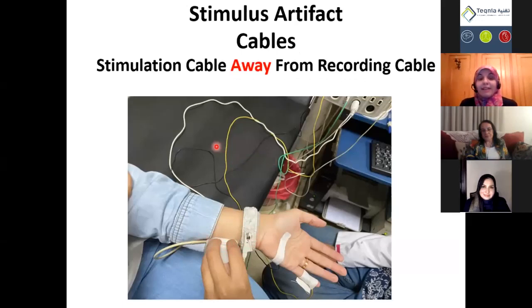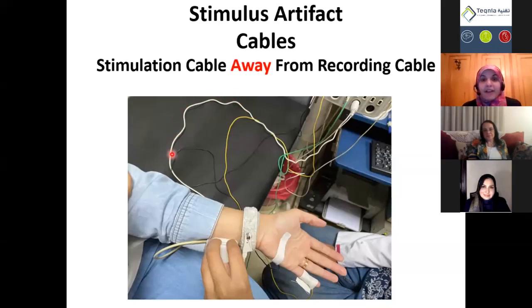Also, here there is another problem I told you about before. You are putting the stimulator cable, this is not the reference nor the active, this is the stimulator cable, among the recording cables. And we previously agreed that these cables pick up interference and pick up the potentials that are around them. So we don't want to put the stimulator cable near them, so as not to pick up the stimulus artifact.